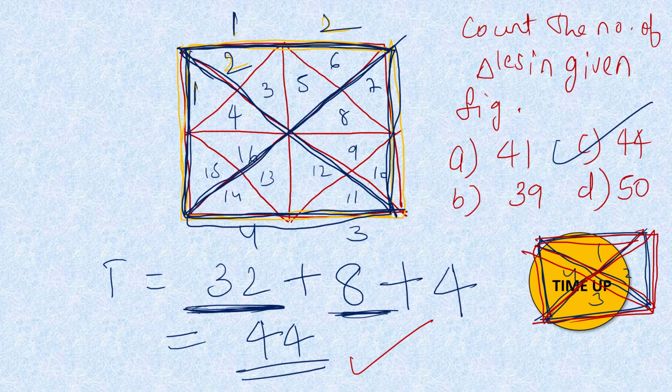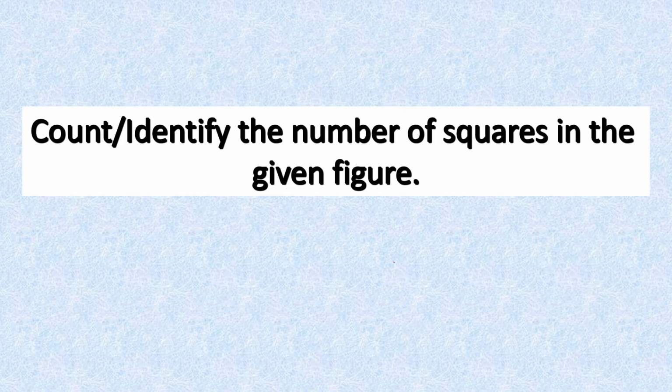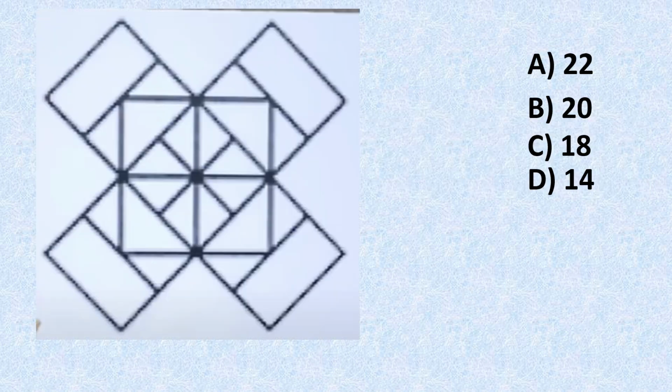Okay, I hope you got this. Now here we are not counting the triangles, but we are going to count the squares. Count or identify the number of squares in the given figure, they have said. Okay, so you need to count only the number of squares in the given figure. You should use only your visualization to solve this. Your timer starts now. Only observe where the squares are present in the picture.